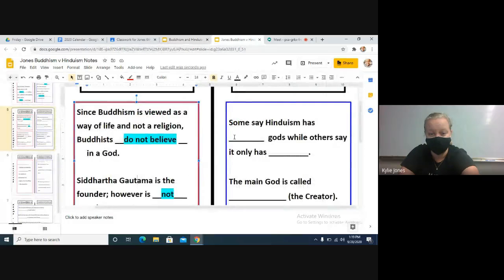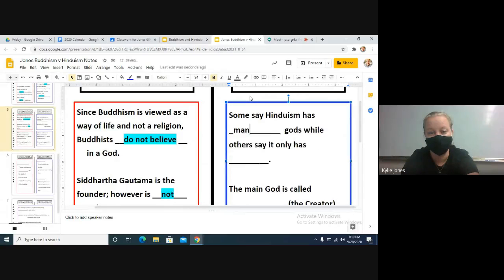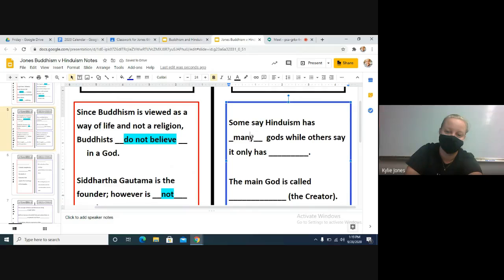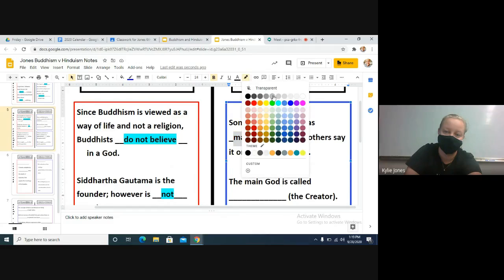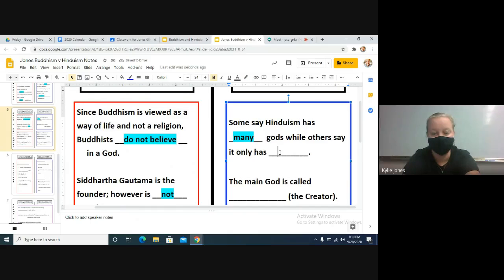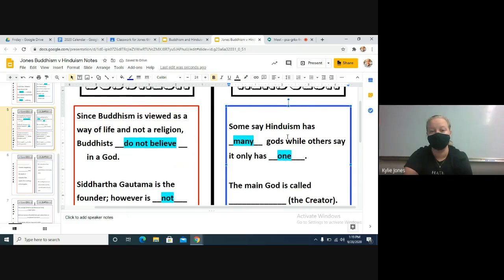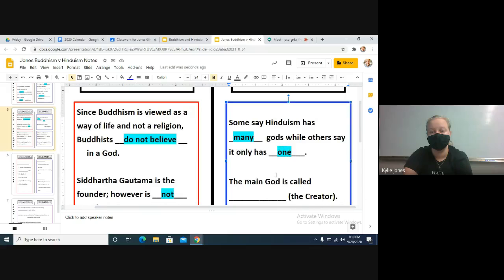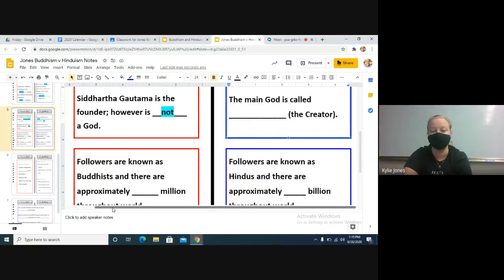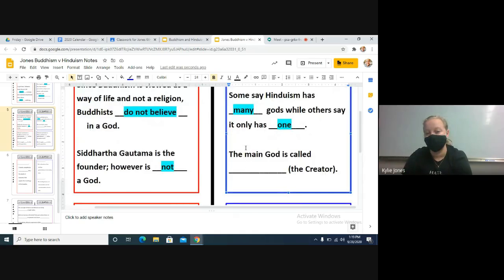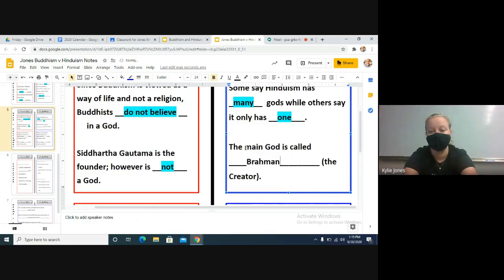So those are some of the gods that they believe in. And let's type it out. Some say that Hinduism has many gods. Some others say that there is only one God. Are you on the second slide? Hindu? Yeah, we're on Hinduism. I need the bottom piece. I haven't written it yet. We didn't do the bottom box yet either. The main god was called Brahman. I'm just gonna leave that line.